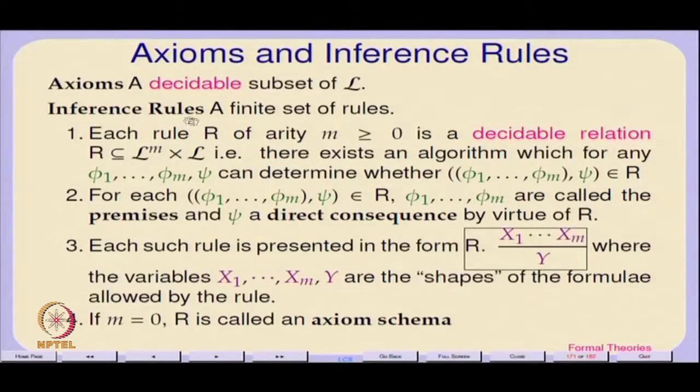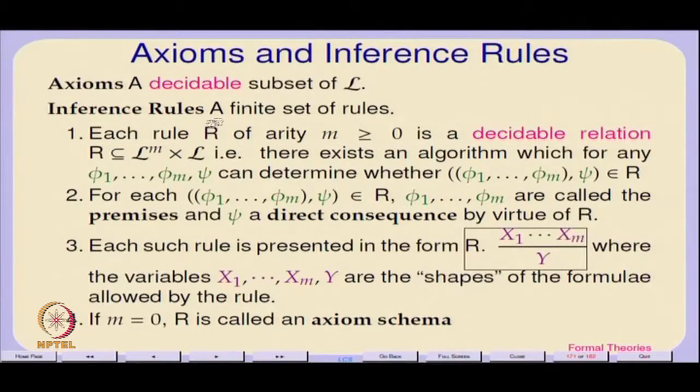Yeah. So, it has to be decidable. So, there is a decidable subset of L which are the axioms, and then the inference rules. Again, our decidability condition means that we cannot have an infinite collection of rules. Our rules have to have the finitary property of expressibility, so that there is an algorithm which decides whether I have applied a rule correctly or not.